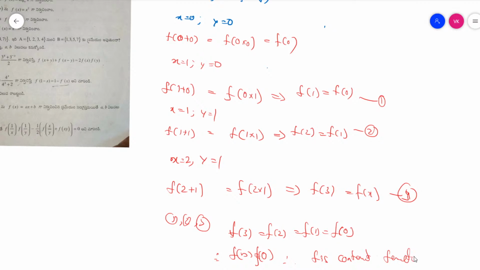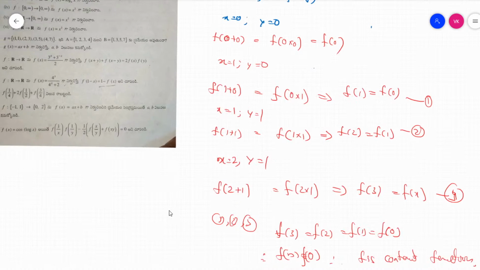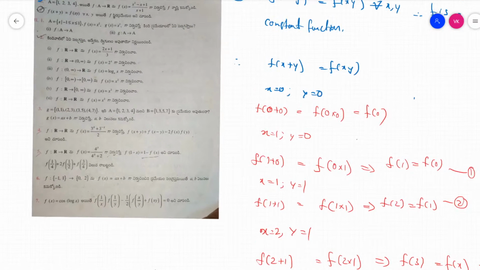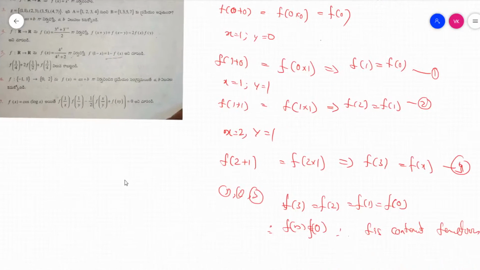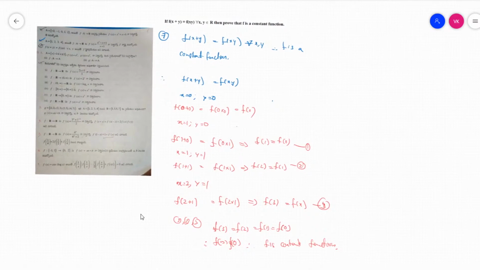This is for question number 7. Thus in the first exercise we complete all the 2 marks questions. Let's move to the 4 marks questions.